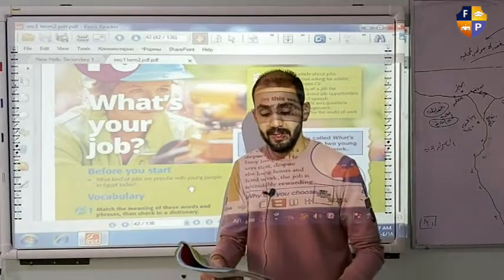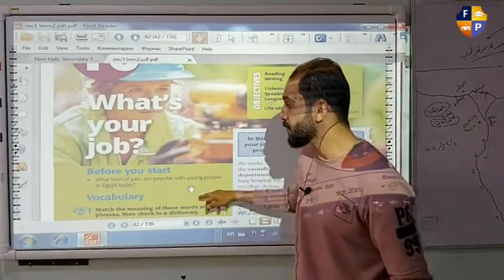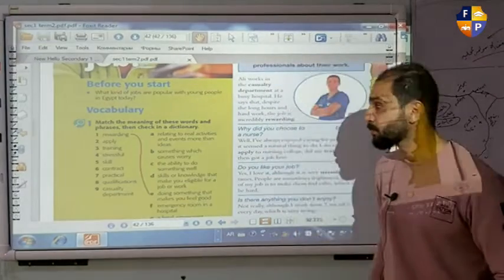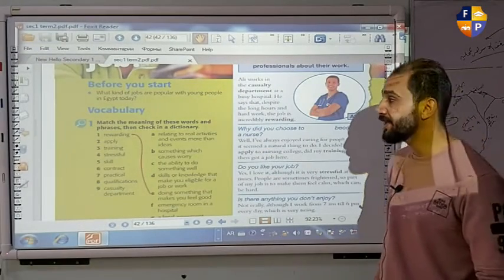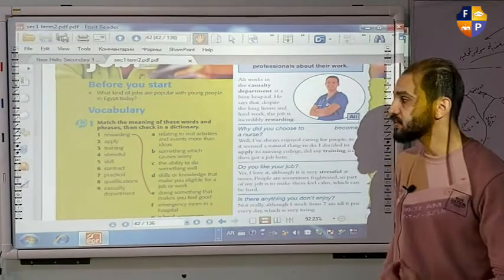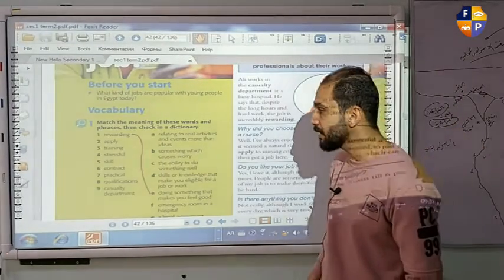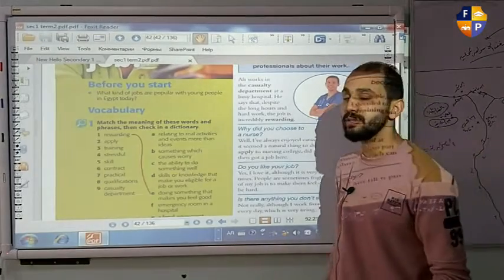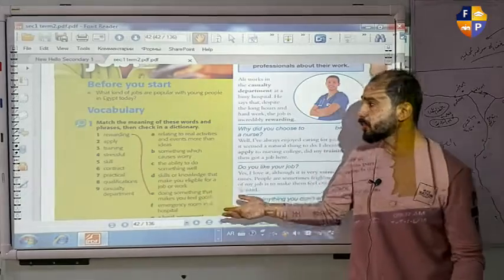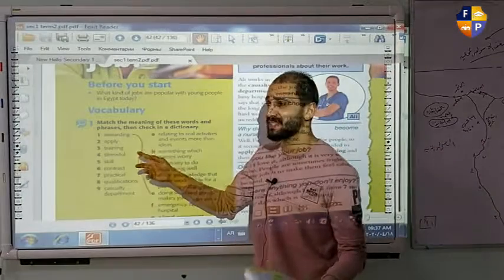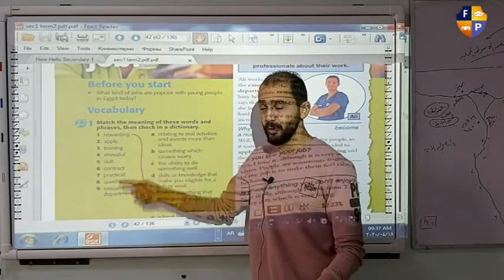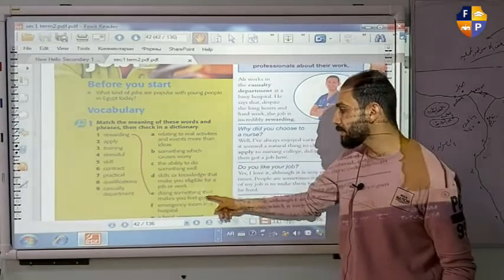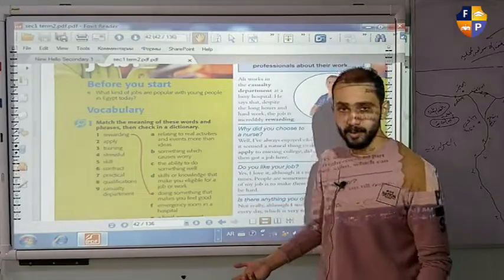Okay, so let's discuss what we have in exercise number 1 with the words. The words are rewarding, apply, training, stressful, skill, contract, practical, qualification, and casualty department. So let's know what these words mean. So rewarding, what does this word mean? It means doing something that makes you feel good.